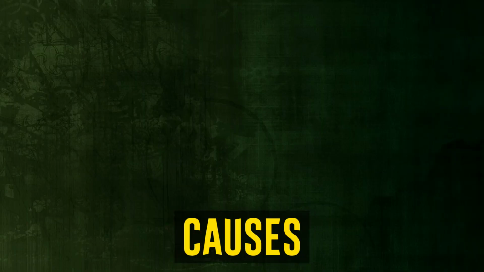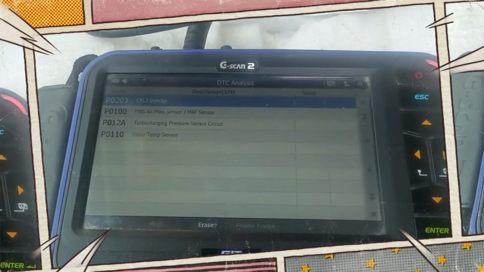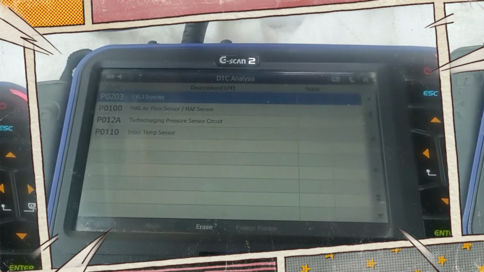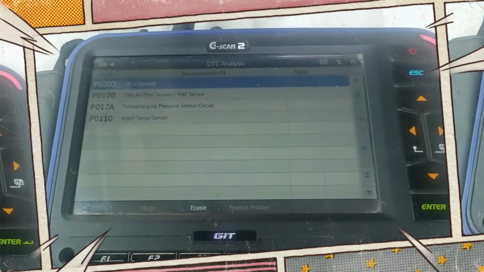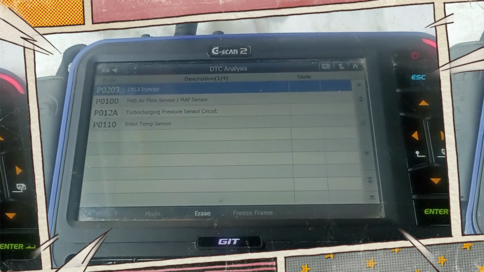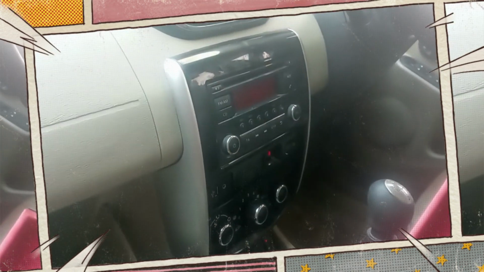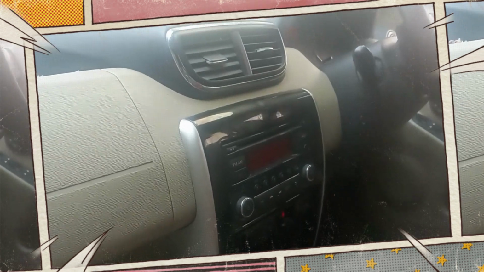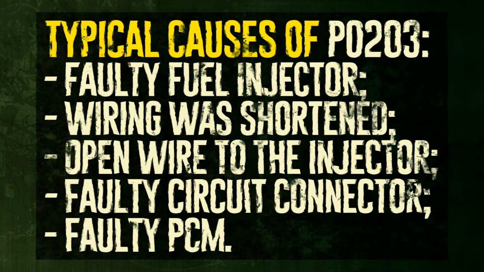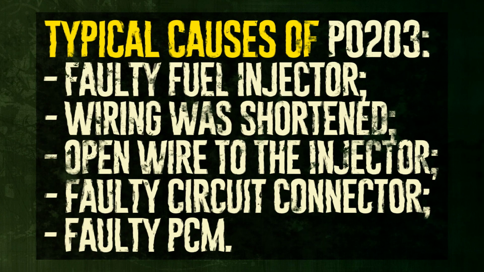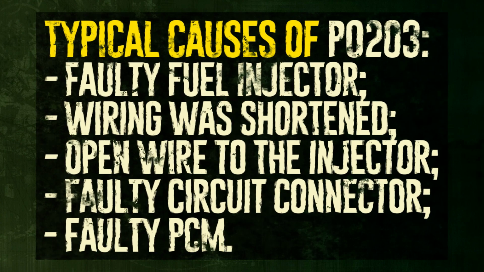Causes. Diagnostic fault code P0203 may be the result of a number of different underlying problems, some of which may be challenging to identify. As such, it is imperative that you acquaint yourself with every potential cause of the current problem. Here are a few of the most likely reasons why DTC P0203 occurs. Faulty fuel injector. Wiring to the injector was shortened. Open wire to the injector. Faulty circuit connector. Faulty PCM.